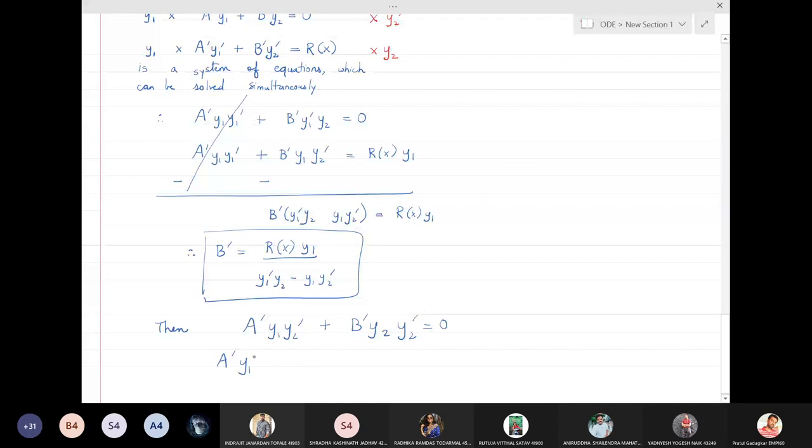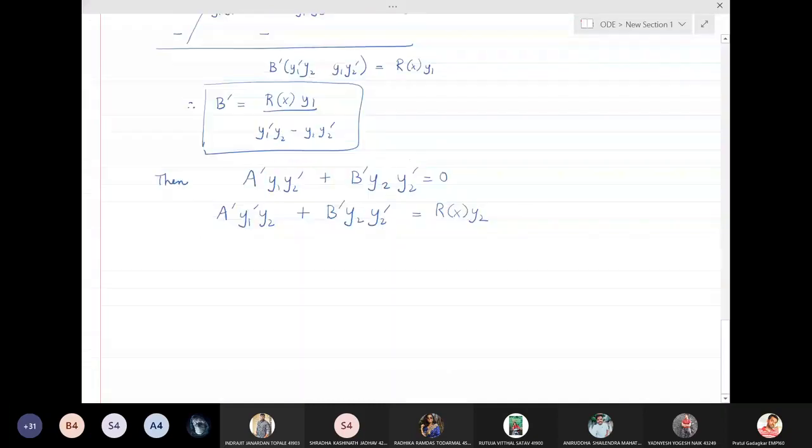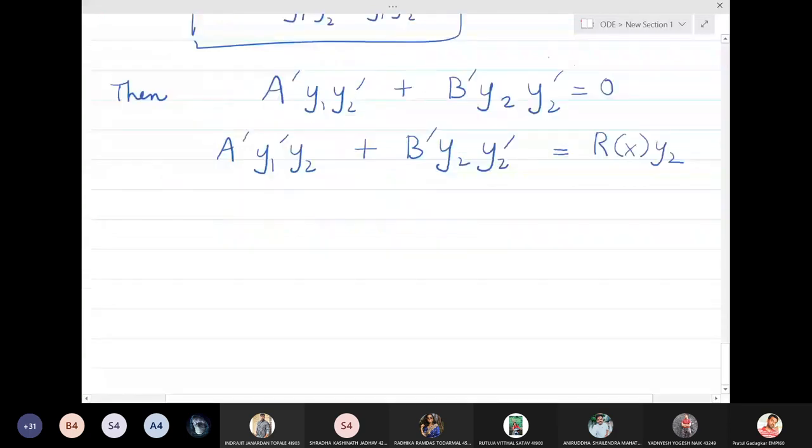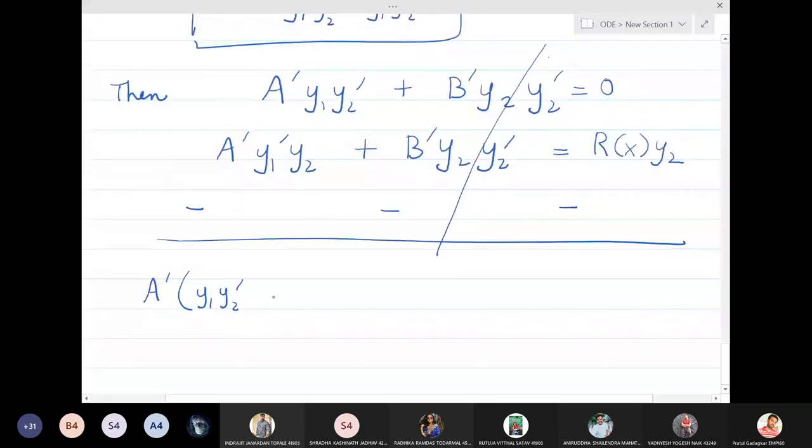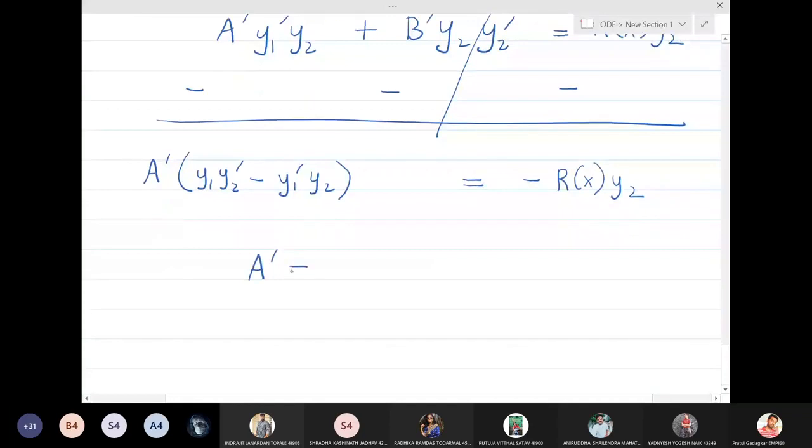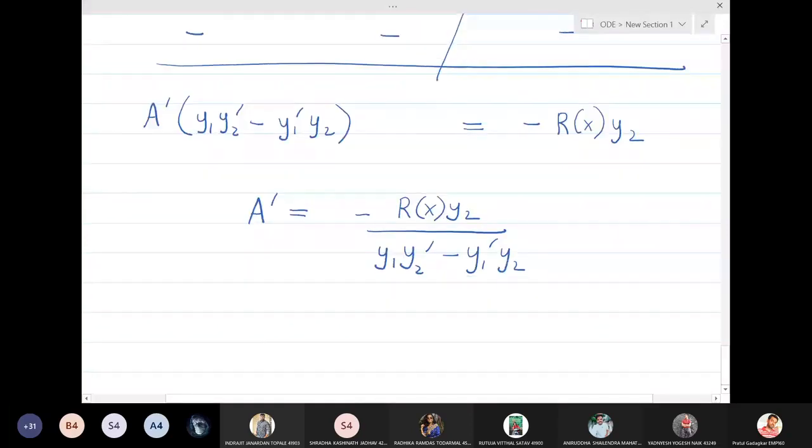And therefore what will happen is, if I subtract them, again this and this get cancelled now, and I will get a' into (y1 y2' minus y1' y2) is equal to minus rx y2, and therefore what is the expression for a'? I'm going to get a' will be equal to minus rx y2 upon y1 y2' minus y1' y2. So this is the expression for a'(x), and this is the expression for b'(x).